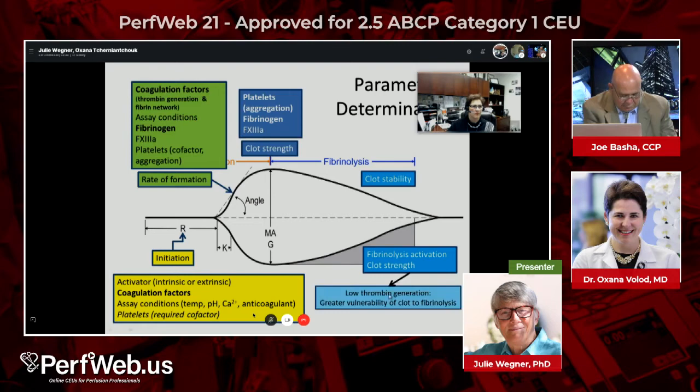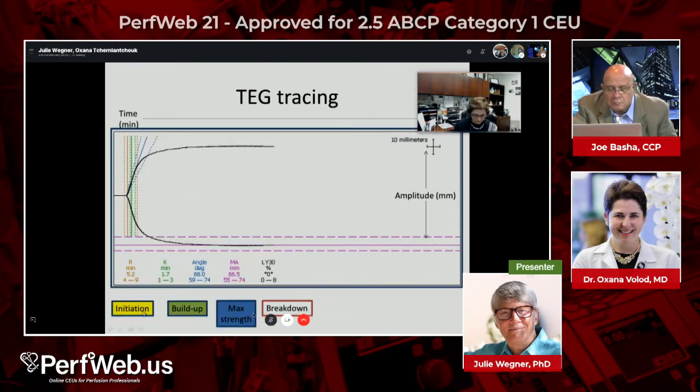So if you have low thrombin generation, even if you don't have a full-on activation of fibrinolysis, you're still going to be vulnerable to any little bit of plasmin that could be in the blood, and therefore to clot fibrinolysis. So it's something to keep in mind: if you don't have a really strong clot, even though you might not see this type of fibrinolysis, it's still going to be vulnerable to fibrinolysis and breakdown.